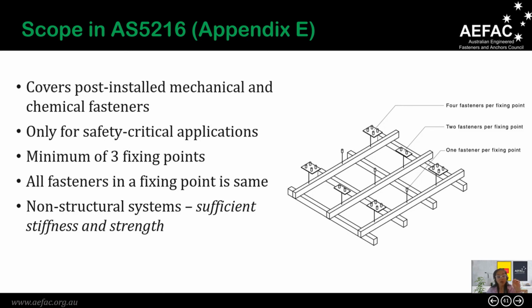Right. And all fasteners in a fixing point must be the same. So once again here, this fixing point has 4 fasteners, and all of the fasteners in that fixing point must be exactly the same. So if you're using a particular type of concrete screws, they need to be all the same size, same brand, same embedment depth. And once again, the non-structural system needs to have sufficient strength and stiffness in order for load redistribution to occur without impairing the functionality during serviceability or ultimate limit states.